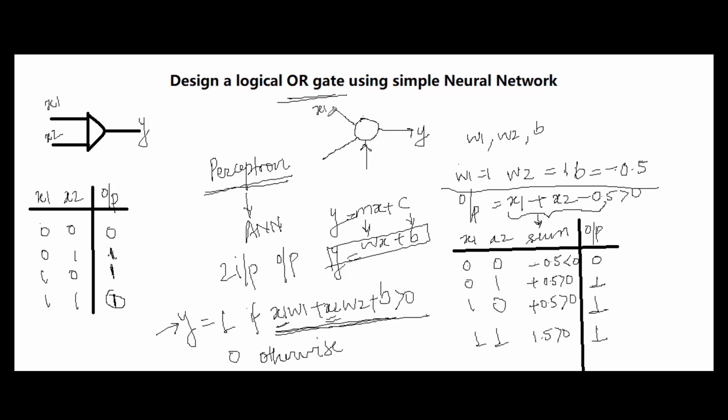This is x1, this is x2. This is W1, which I am setting to be 1 initially, and this is W2, which I am also setting to be 1, and this is my bias, which I have set to minus 0.5. So in this way you can design an OR gate using a simple neural network. The coding part we will see in the next lecture, how you can code and create this neural network to test your OR gate as well.